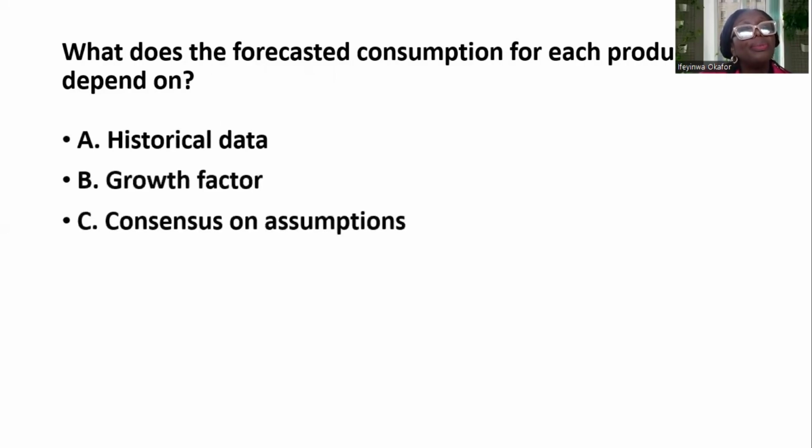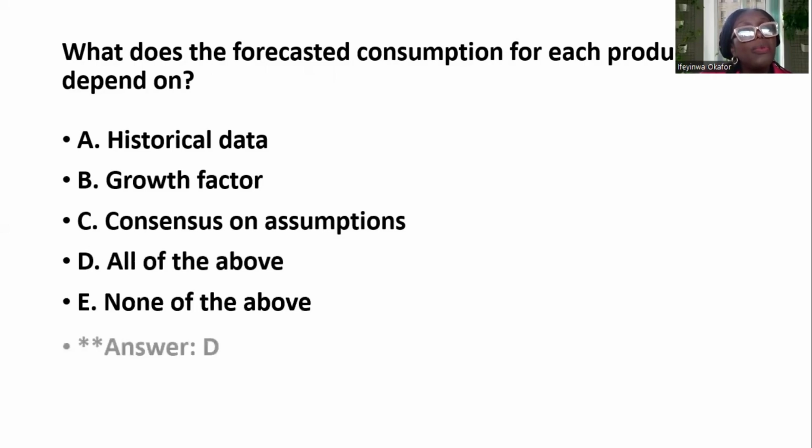What does the forecasted consumption for each product depend on? We have historical data, growth factor, consensus on assumptions, all of the above, none of the above, and the answer is D, all of the above.